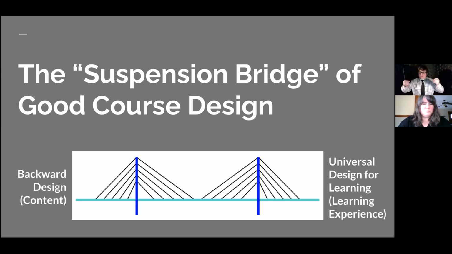So there are two pillars that hold down a good course, and that is backward design, which we'll talk about. It's a theory about how we get to alignment. We talked about earlier, it's the content of the course, right? It's how students engage, but it's also just how the content is structured. And then universal design for learning, which really focuses on the learning experience, what the students are doing, looking at the humanist element of the course.